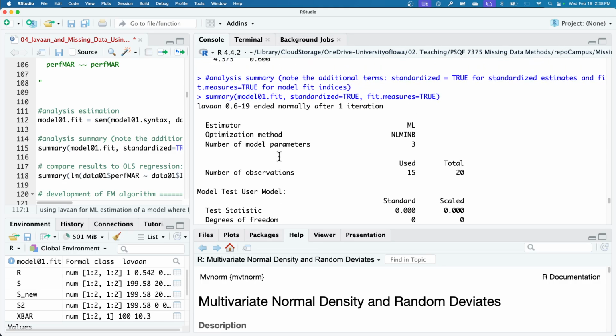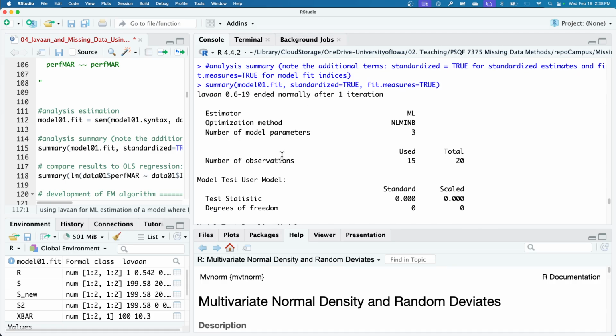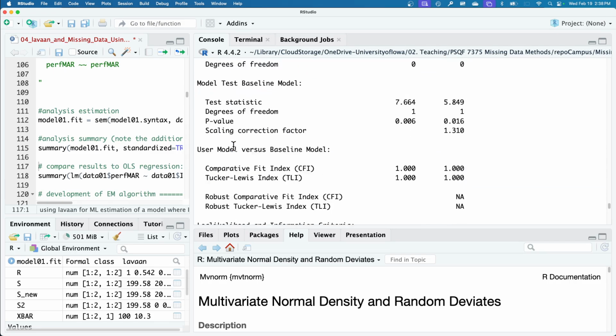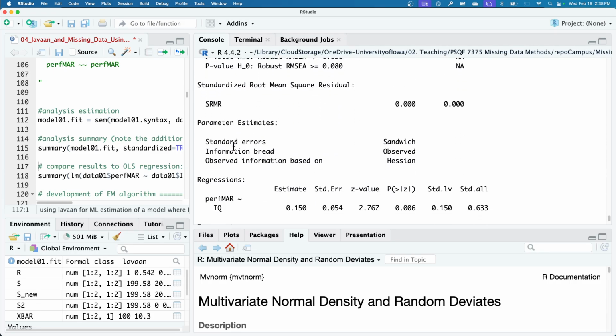But here's what I wanted to tell you. Here, the number of observations used is 15, total is 20. That is one of your clues. IQ is not in the likelihood. Otherwise, it would have used all 20, or it wouldn't have told you about it. All right? I'm going to scroll on down past this. I have some slides on that later on.